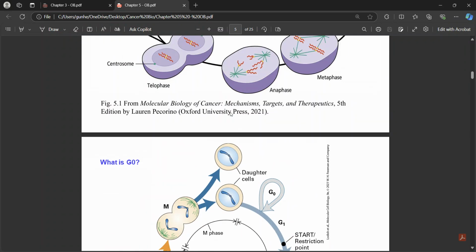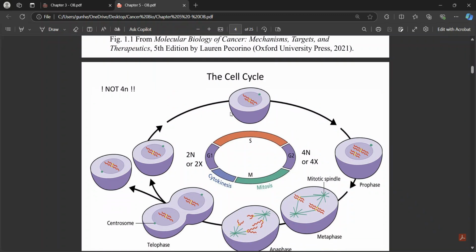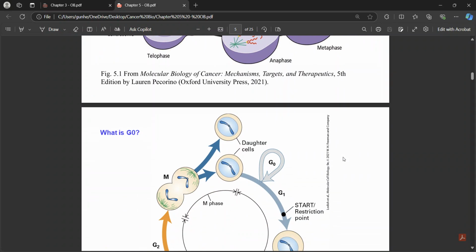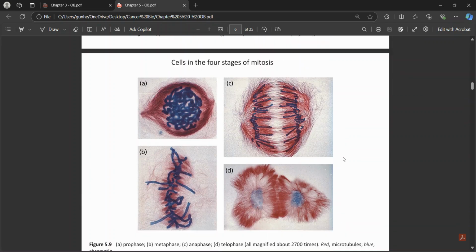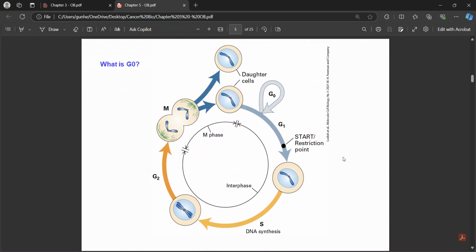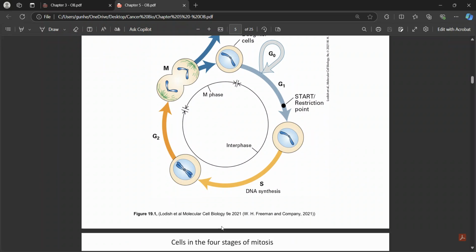And we get the increase in the genetic material at G1. We have the 2N, which represents the amount of DNA. And then on G2, we get the 4N. So in G1, we have the start point, the restriction point, and then we go through DNA synthesis in the S phase. And then in G2, we have double chromatin, and then mitosis.